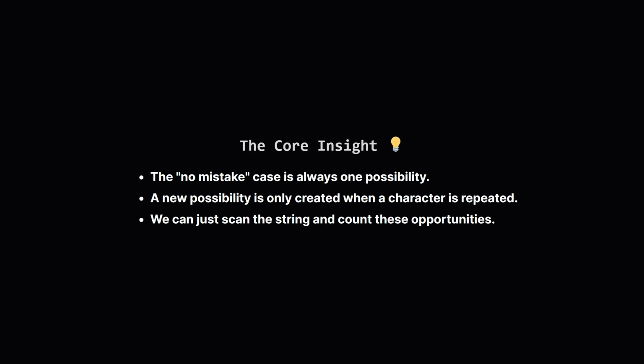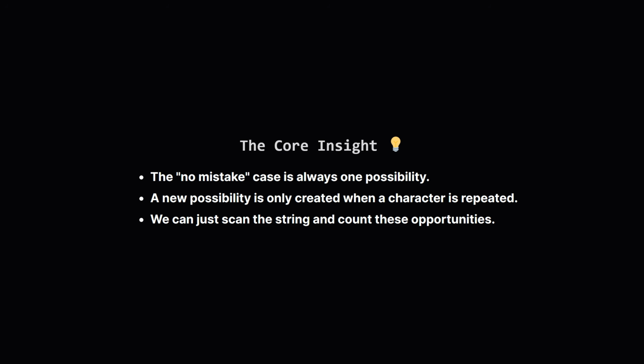So, what's the core idea here? The problem seems to revolve around groups of identical characters. We can always assume the given string itself is a valid original, which is the case where no mistake happened. So our answer will always be at least 1. A new possibility for an original string only arises when we see a character repeated next to itself. For example, in Apple, the 2 P's create an opportunity. The P's could have come from an original single P.